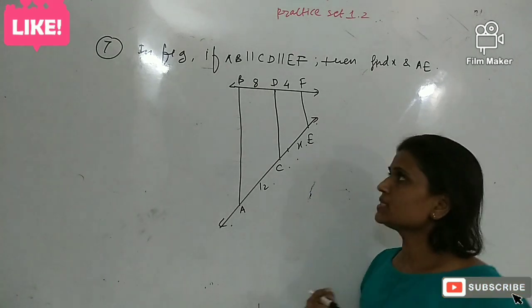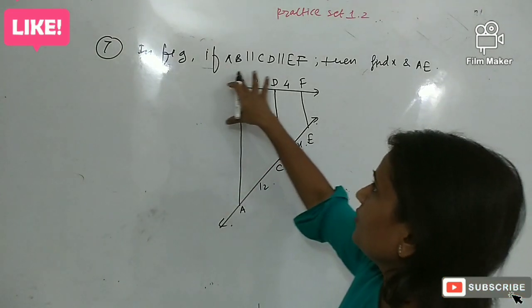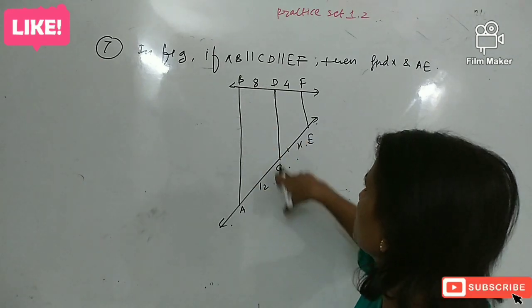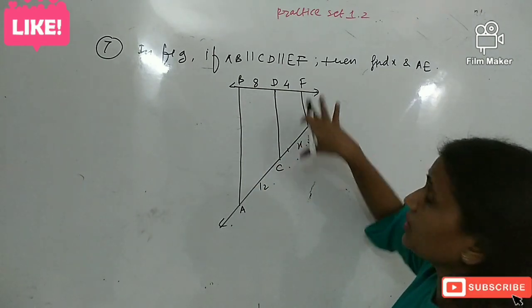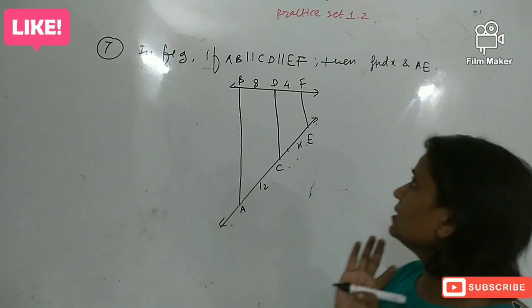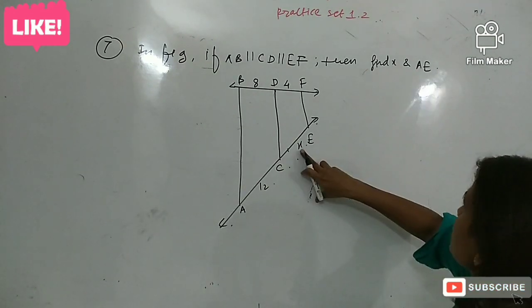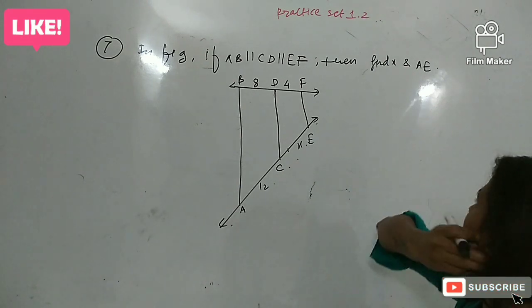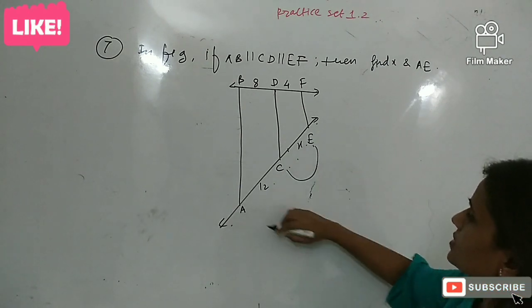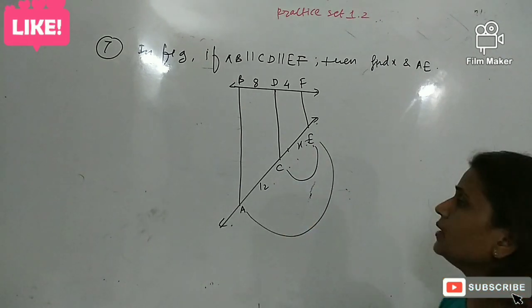So this is question number 7, and the question is in the figure. If AB is parallel to CD and CD is parallel to EF, which means again three parallel lines are given, then find the value of X. So this is our X and AE. So we have to find the CE first, and after that we have to find out the AE.